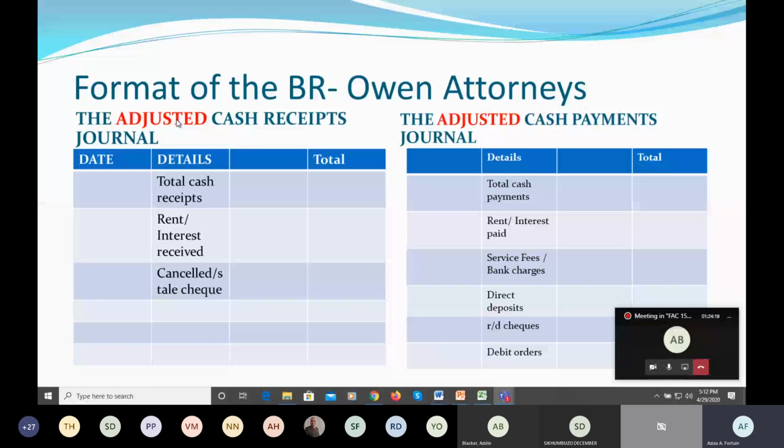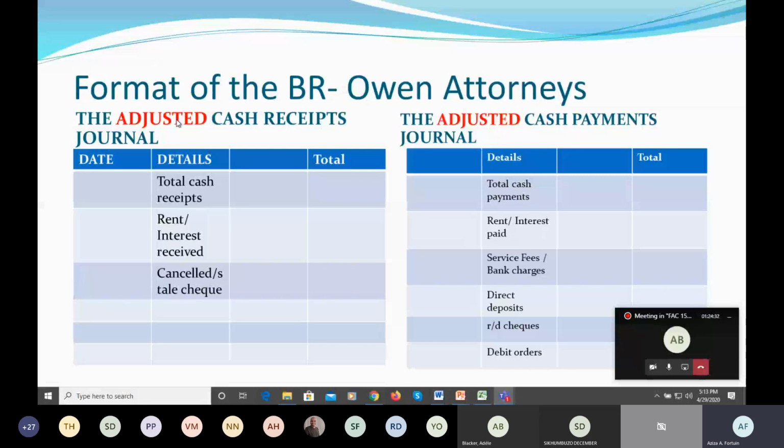So I've got that under my adjusted cash receipts. You will always have total cash receipts, obviously, because it comes from your total cash journal. Okay? Rent and interest received and cancelled checks. Those will always be adjusting items in your cash receipts journal. In your cash payments journal, you obviously have your total cash payments.